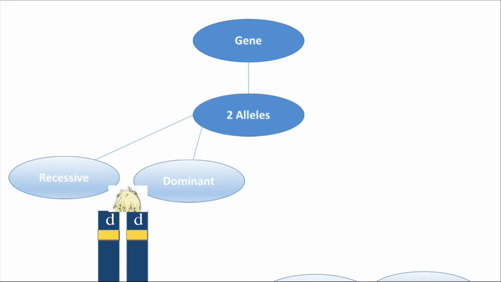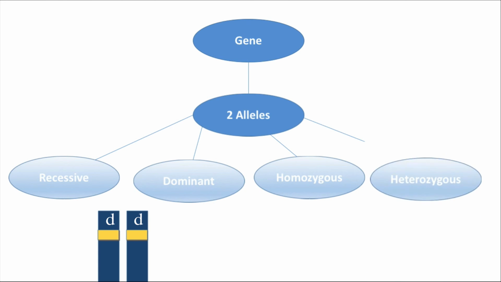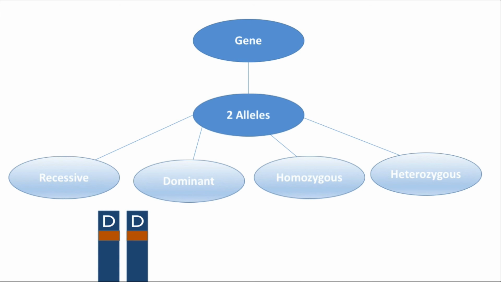Alleles could also be homozygous or heterozygous. Homozygous means, the word homo means same. So if both alleles are recessive, we call it homozygous recessive allele. In case both alleles were dominant, we call it homozygous dominant allele.